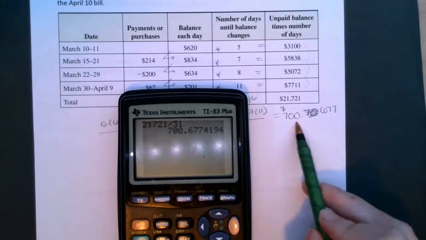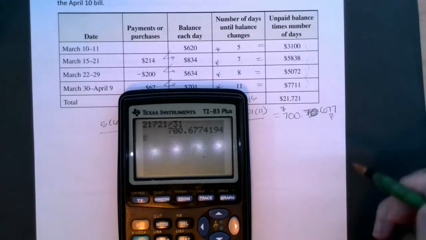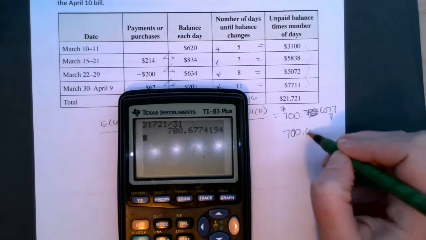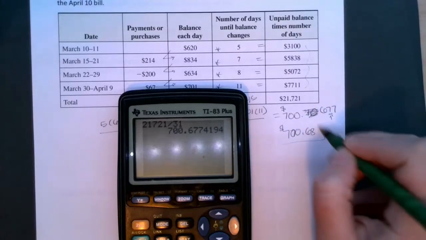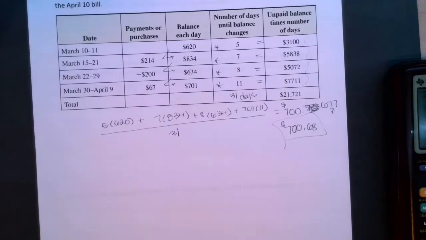Okay, so when we get 700.677, we want to round to this decimal place because the second decimal place is our cent, so we're going to get 700.68. Okay, so that's our average daily balance.